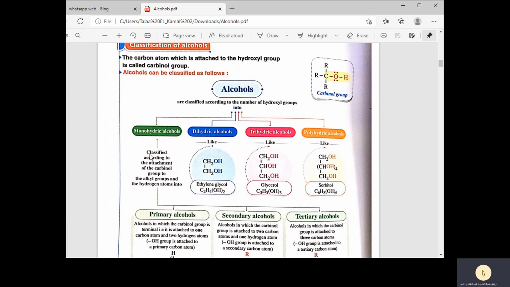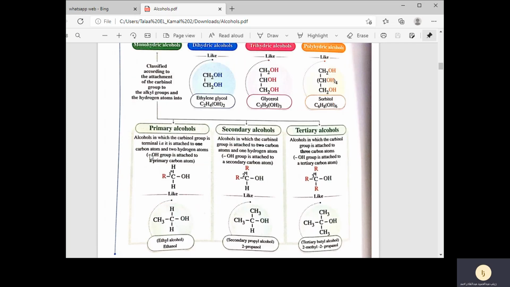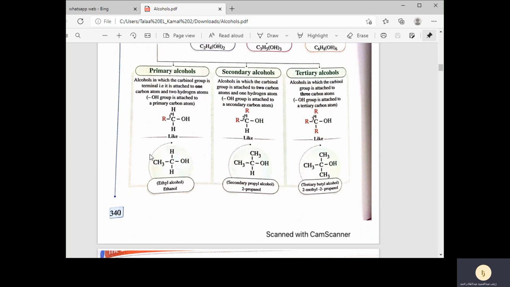If we take monohydric alcohol, they are classified according to the carbinol into what? Primary alcohol, secondary alcohol, tertiary alcohol. Look at this diagram. We can say that in ethyl alcohol here, the C of carbinol is attached to two hydrogen atoms and one carbon. In secondary alcohol, the C of carbinol is attached to two carbon atoms and one hydrogen. And in the third one, the carbon of carbinol is attached to 3 carbon atoms.